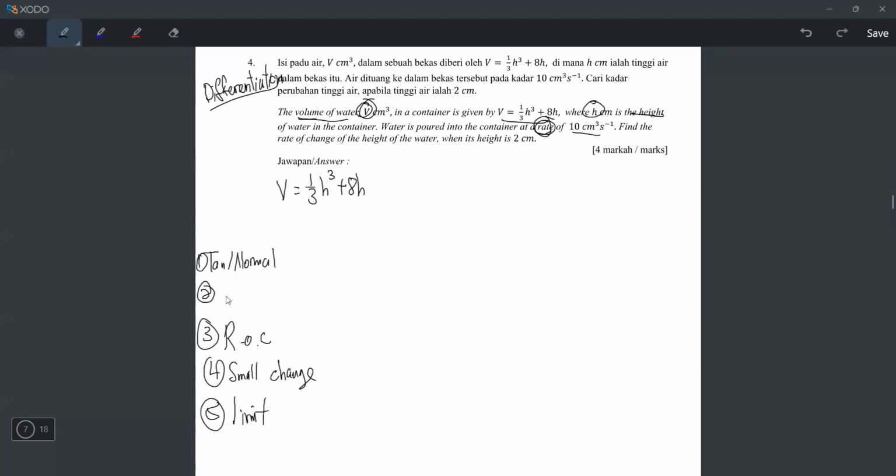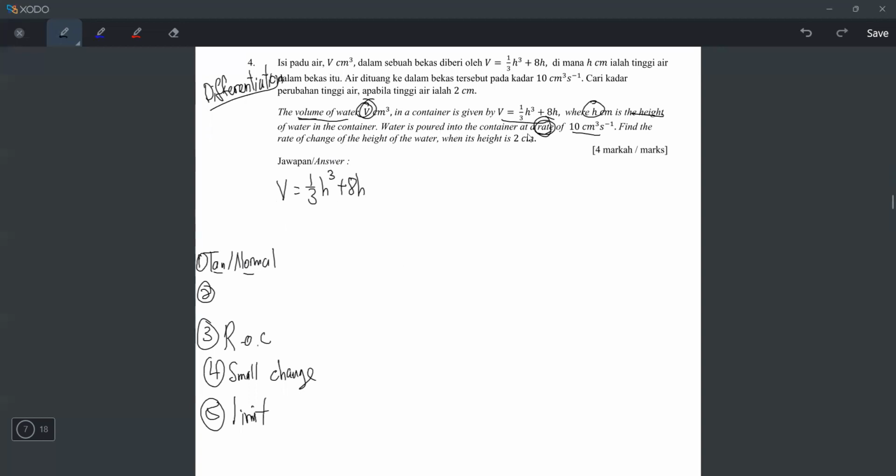I think tangent normal is correct already. But this one is what? Okay, I'll come back to this later lah. I don't remember already. Okay, let's continue with the question.